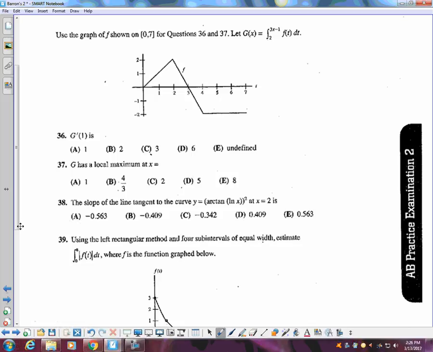Number 36 says use the graph of f shown on 0 to 7 for questions 36 and 37. Let g of x equal the integral from 2 to 3x minus 1 of f of t dt. Number 36 says find me g prime of 1.